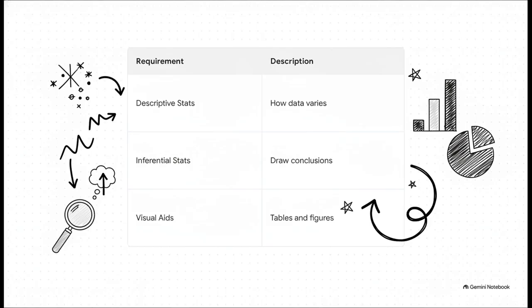On one hand, you need descriptive statistics to show how your data varies, basically what's common and what's less common in the raw numbers. On the other hand, you need inferential statistics, and this is where you're actually drawing conclusions to test your hypotheses. Plus, you have the mandatory use of visual aids. You absolutely must use tables and figures to summarize those major findings efficiently.